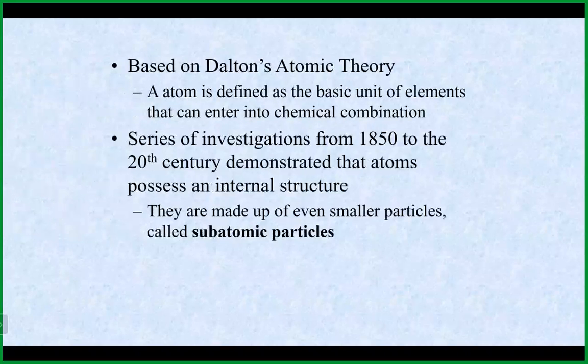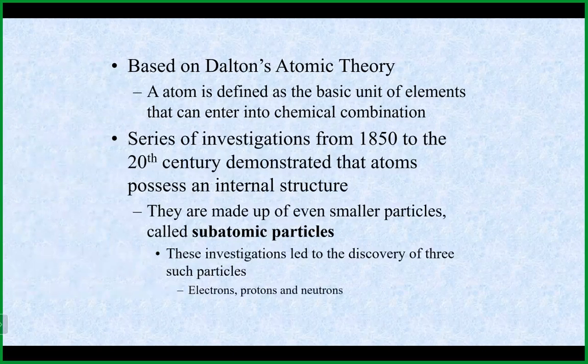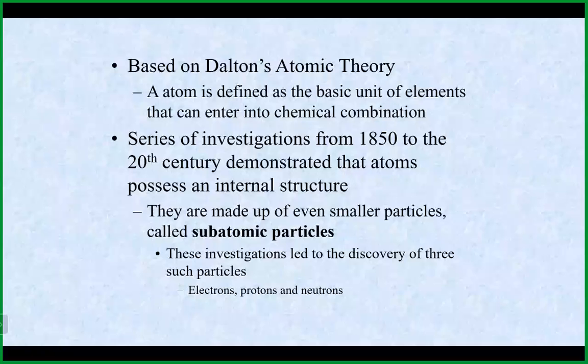So let's talk a little bit about the structure of the atom. Based on Dalton's atomic theory, there was this sort of idea of an atom being the basic unit of all elements that can enter into chemical combination. A lot of experiments were done since that time. And even though atoms are extremely small, they revealed the idea that they do have an internal structure. So even though they are really, really small, they do contain what are sometimes referred to as subatomic particles. And investigations led to the discovery of three types of subatomic particles. Those are electrons, protons, and neutrons.